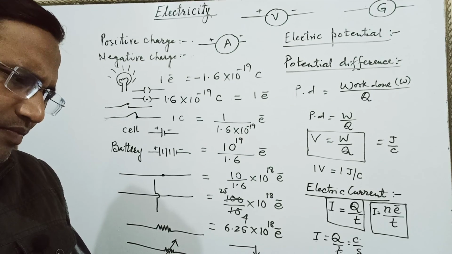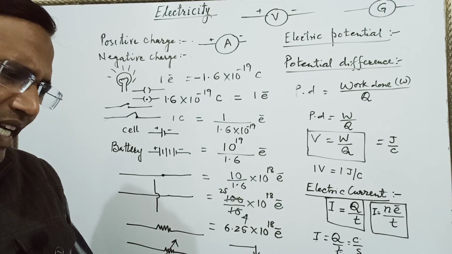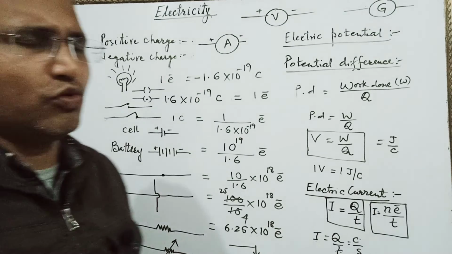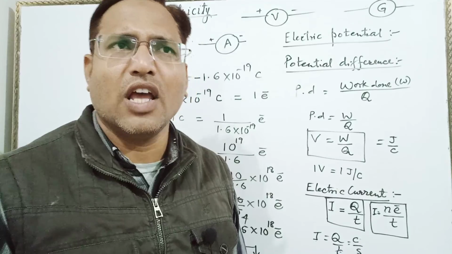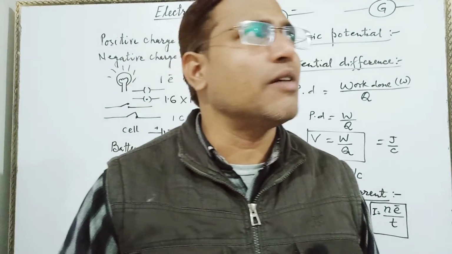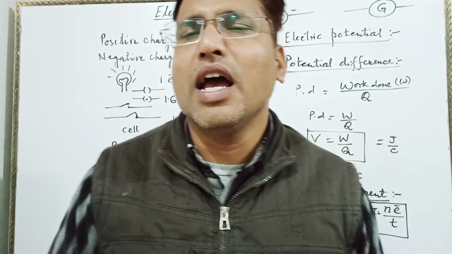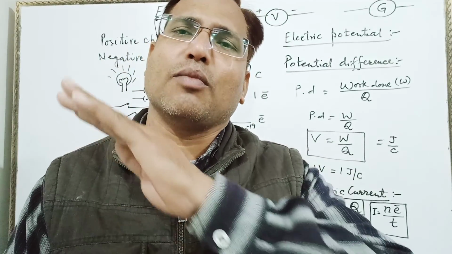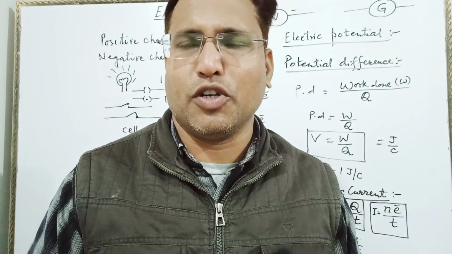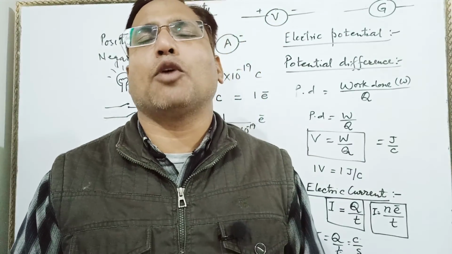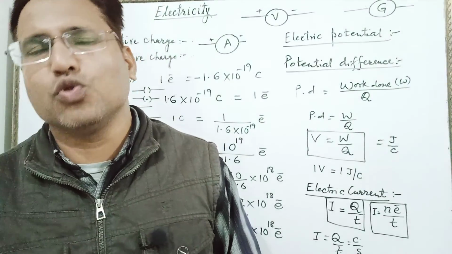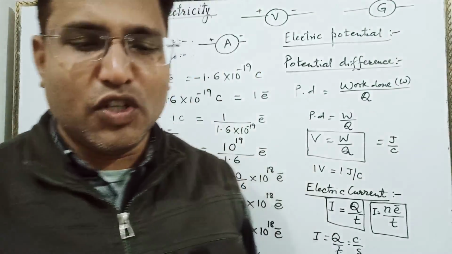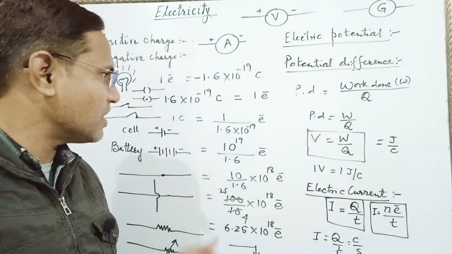The next part is how to get a continuous flow of electric current. That I already told you. To get a continuous flow of electric current, we must have a potential difference. One body must be at a higher potential and another body must be at a lower potential. Then only will electric current flow from the body at a higher potential to the body at a lower potential. So in order to maintain a potential difference, we usually use a source of electric current. For example, we use a battery or a cell.